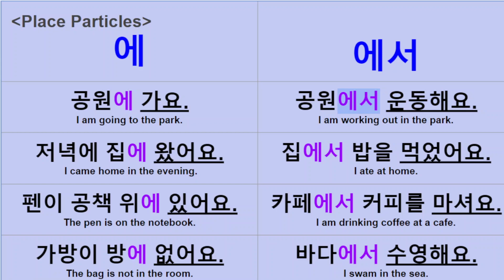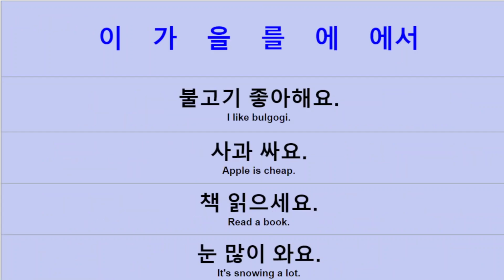Okay, so we need to think about what verb I'm going to say in the sentence. Compared to this one, 공원에 가요. I'm going to the park, right? So I need to put 에 here. But 공원에서 운동해요. The 운동 is taking place in the park, so I need to put the place particle 에서 here. It's going to be really confusing, but we're going to find it. Okay, next one.